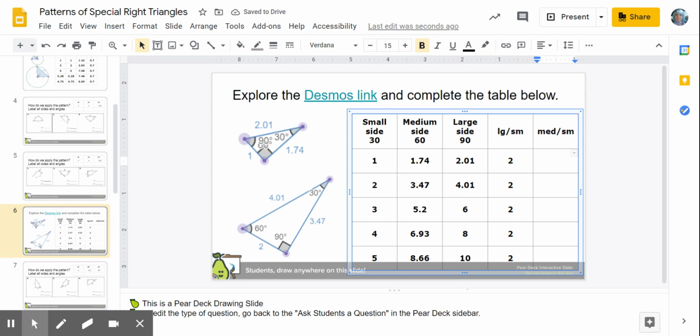The small side and the longest side are always going to be half or double, depending on which way you're going. It's the medium and the small that's a little bit different. So if I do medium divided by small, 1.74 divided by 1 is 1.74. What is 3.47 divided by 2? Anybody? We're at 1.735. Does that round to 1.74?